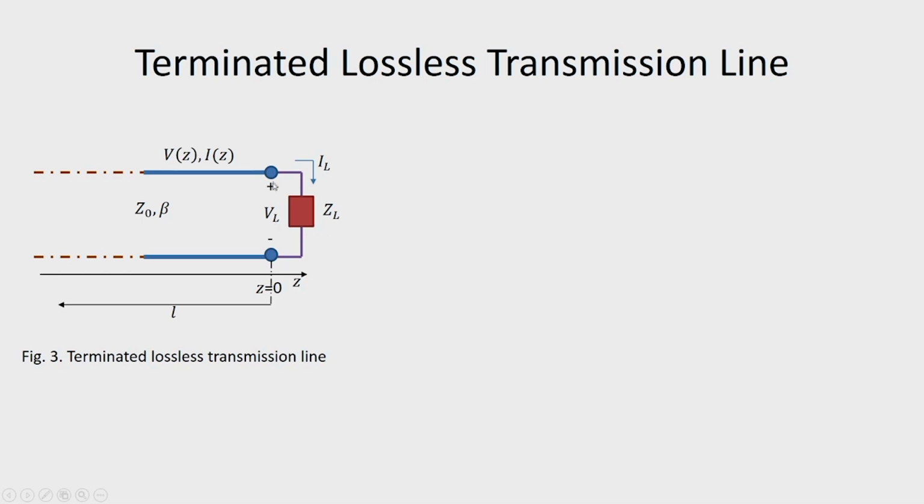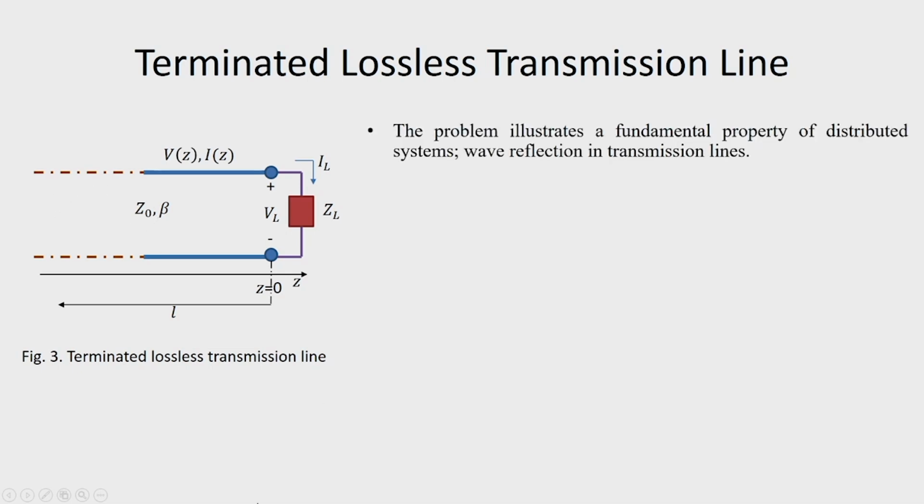VL represents the voltage across the load and IL is the current flowing through the load. Please note that the reference distance z equal to 0 is considered to be at the load location, and then the distances are calculated from the load towards the source which excites the line. Now, this particular problem illustrates a fundamental property of distributed systems, the wave reflection in the transmission line.